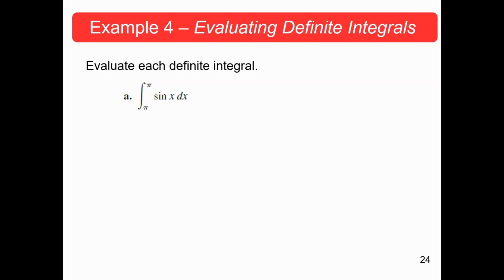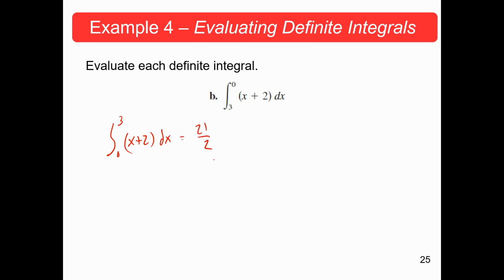Say we want to evaluate this definite integral, the integral of sine from pi to pi. Right away, if a and b are equal, we know that our integral is 0. What about x plus 2 from 3 to 0? Well, we know from a previous example that the integral from 0 to 3 of x plus 2 dx is equal to 21 over 2. Therefore, if we switch the limits of integration from 3 to 0, x plus 2 dx would be negative 21 halves. Okay?